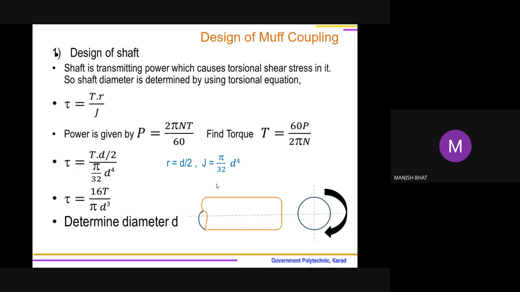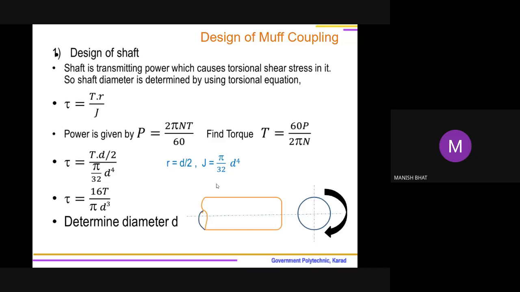Torque we can find from power. Power is equal to 2 pi NT divided by 60. So we can get torque as 60P upon 2 pi N. Here power is in watt. In problems, power is given in kilowatt, so 10 raised to 3 will come into the picture. So 60 into 10 raised to 3 P upon 2 pi N, whatever that may be.